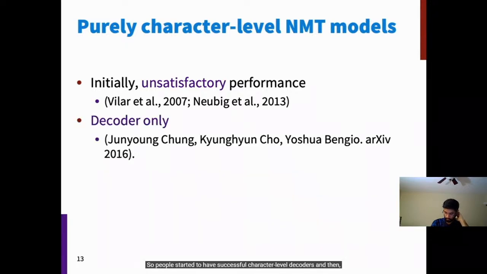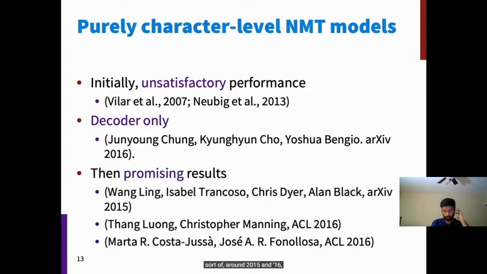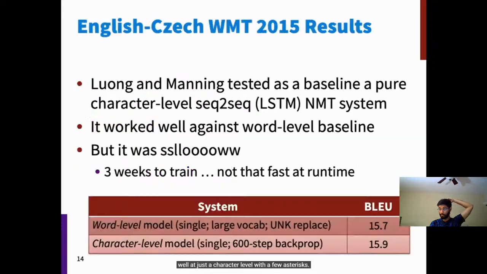People started to have successful character level decoders, and then around 2015, 16, people started to show, look, you can actually do machine translation very well at just a character level, with a few asterisks. And here's a bit of work that we did, the Luong and Manning one from 2015, on the last slide.